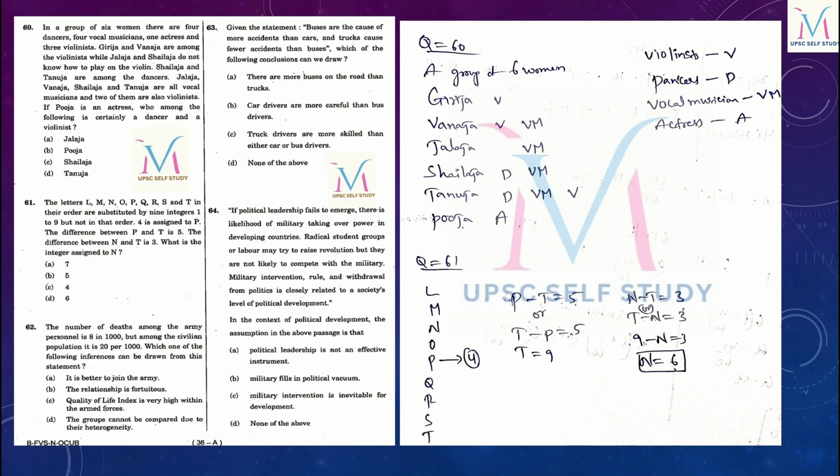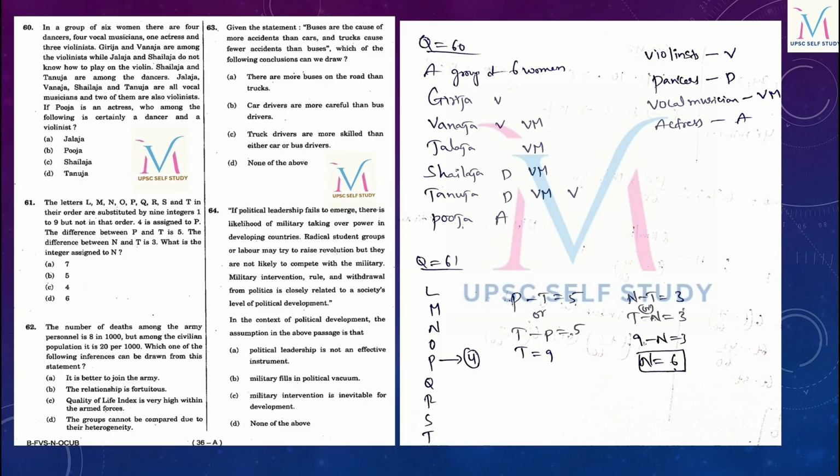4 is assigned to P. Okay, now if you come to the solution box, firstly you have to look at P. I have started writing the solution with P only. P is 4. Okay, 4 is assigned to P.